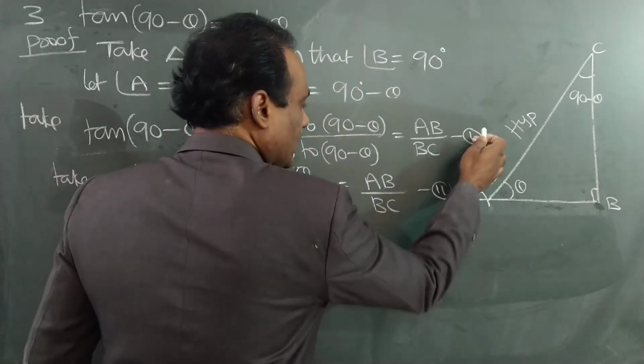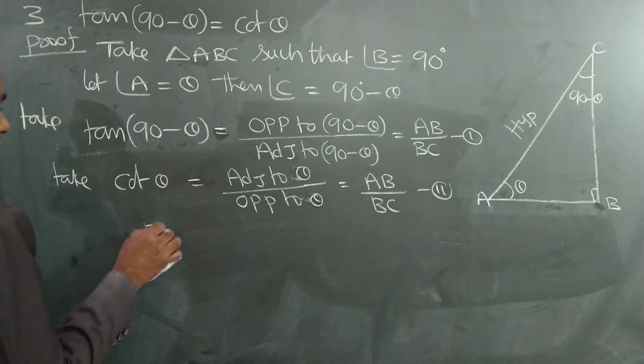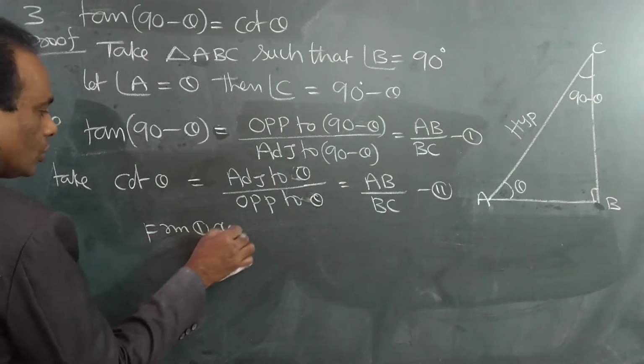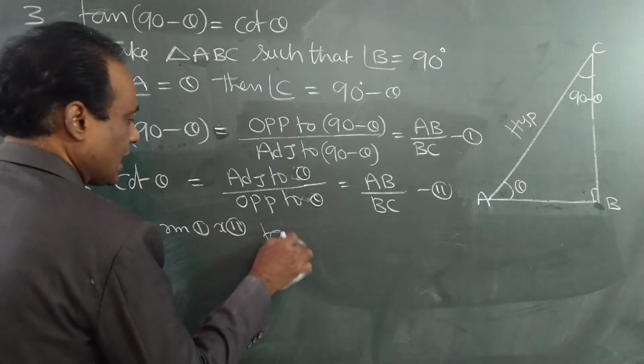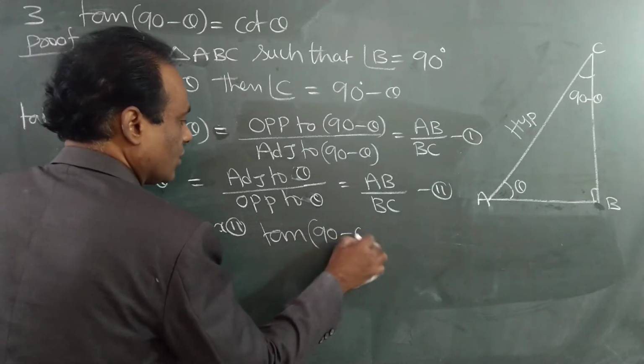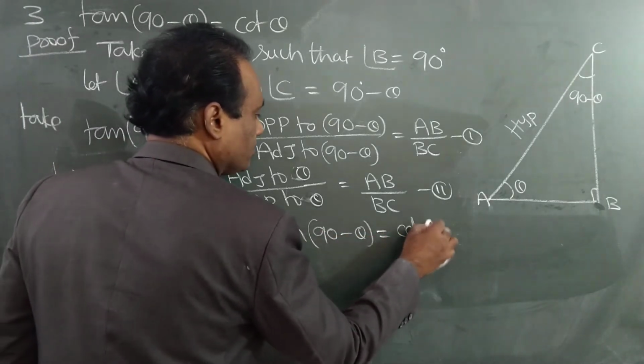So from 1 and 2, we observe that both are equal. So tan 90 minus theta is equal to cot theta. Prove.